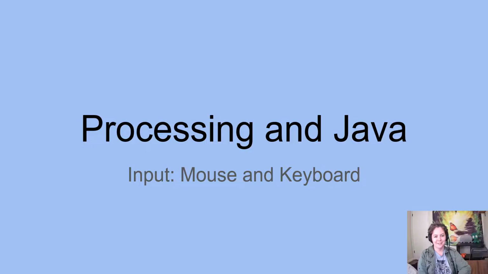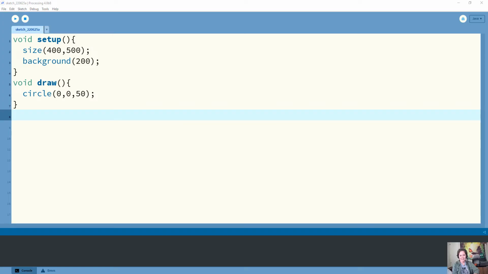Hey everyone, in this video I'll be showing how to take mouse and keyboard input using Processing and Java. Before starting this video, you should already have Processing installed and be familiar with how to draw shapes and colors with Processing, as well as how to use variables and conditional statements. If you need a refresher on those, you can go through the previous 3 videos in this series, which are linked in the comments. Let's go ahead and get started.